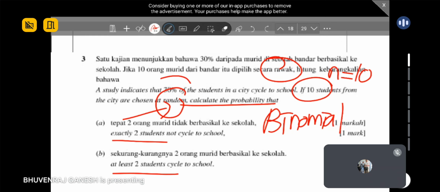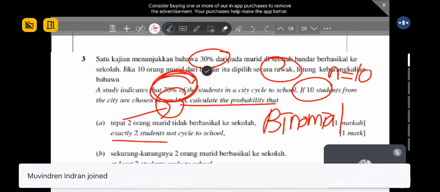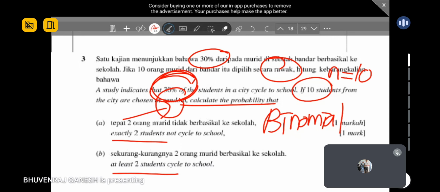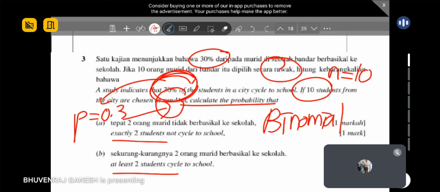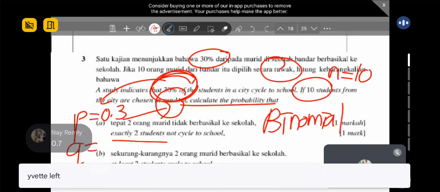Okay, so 10, okay, maksudnya n sama dengan 10 lah, 10 orang. And then they say 30% of the students cycle. Okay, 30% dia kayuh basikal. So guys, this 30% is what value? 30% ni adalah nilai apa? What is the symbol for 30%? Anyone? 30%. Yes. Okay, this is the p value, guys. So p is equal to 0.3. Okay? So what is your q value? Apa nilai q? Yes, 1 minus p. So 0.7.